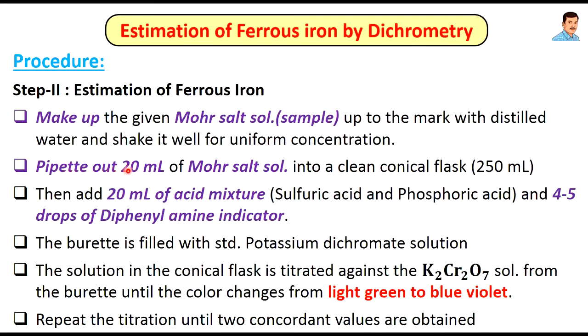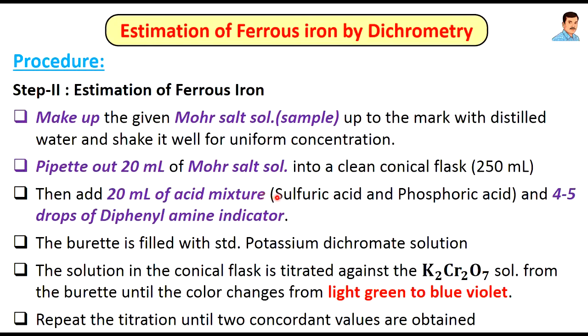After transferring 20 ml Mohr's salt solution, we add the additive, that is the acid mixture, which is actually a mixture of sulfuric acid and phosphoric acid. 20 ml of the acid mixture is transferred with the help of a measuring cylinder. Care is taken here as we are dealing with dangerous acids. The 20 ml acid mixture must be measured only by using a measuring cylinder, not with a pipette.